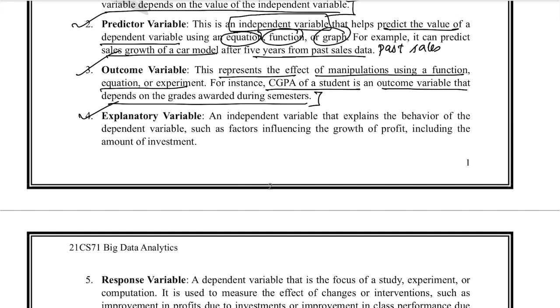Next is the explanatory variable. Your explanatory variable mainly explains the behavior of the dependent variable. How will you explain the behavior of the dependent variable? For example, the factors which influence the growth and the amount of investment. That means an independent variable mainly explains how the growth of a dependent variable is happening. This is the explanatory variable.